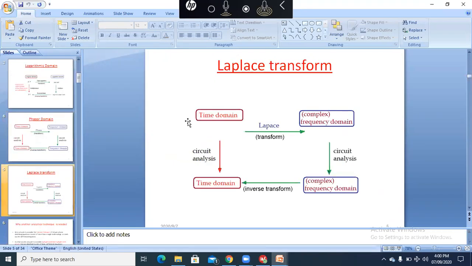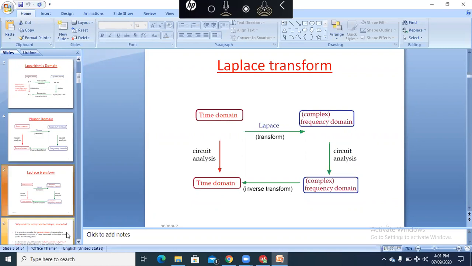So there is the Laplace transform as well. For complex frequency domain analysis, we use the Laplace transform from time domain to complex frequency domain, and then we perform the circuit analysis in complex frequency domain, and then we take the inverse transform back into the time domain.